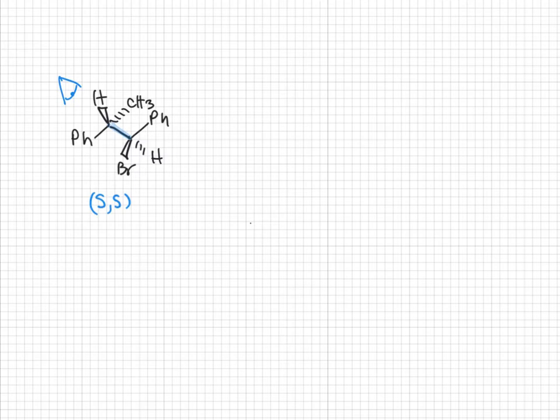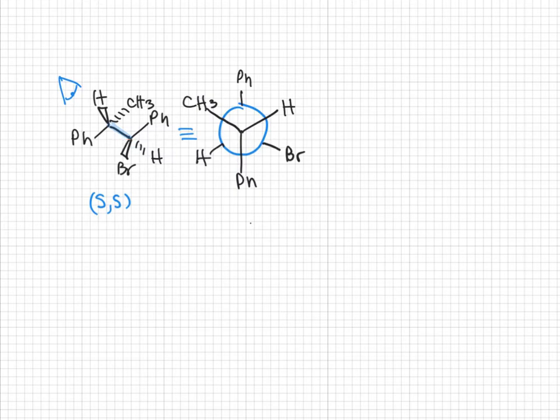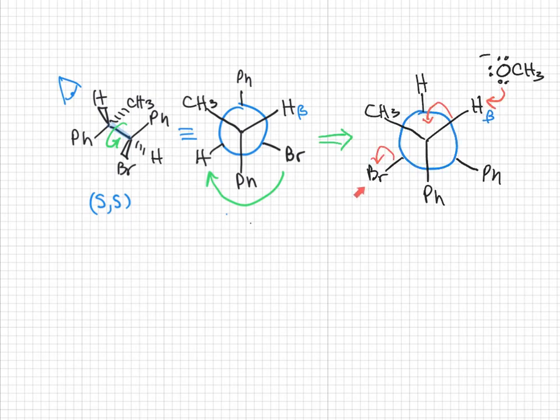Let's begin our analysis by constructing a Newman projection of the SS stereoisomer. For the conformer shown, the beta hydrogen is not anti to the bromide. A rotation about the sigma bond is required to provide a conformer that will undergo E2 elimination. Once the anti-periplanar orientation is obtained, elimination can proceed.